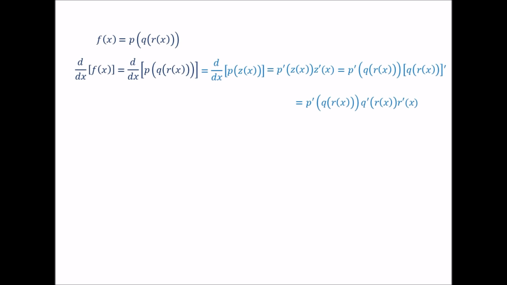And that's exactly what I meant by a chain rule on top of a chain rule, because that's exactly what we did. We had our first chain rule of p of z of x, then we had our second chain rule of q of r of x.